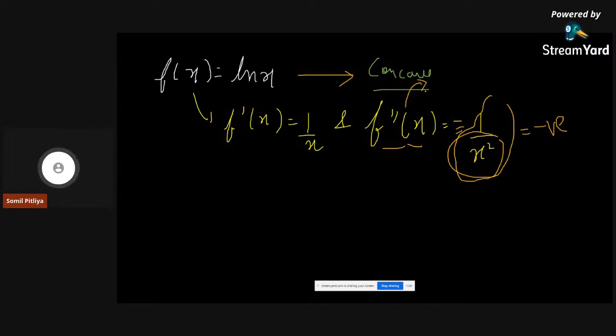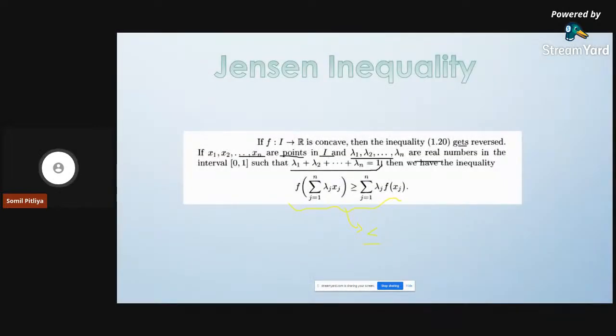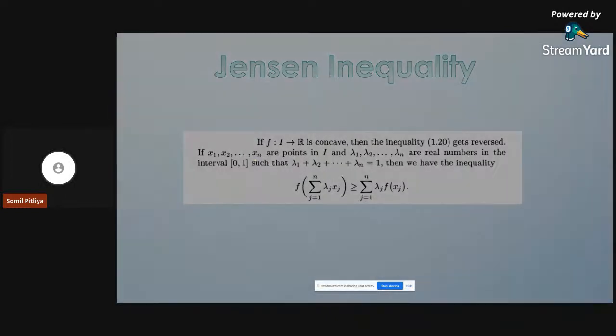Now, if ln x is a concave function, then I can apply the following inequality. Now I'm using my generalized form: ln of sigma lambda i xi is greater than or equal to sigma lambda i ln of xi. I'm just putting the value of f of x equal to ln x in the following inequality, and I will get my AM-GM. So how will I do this?